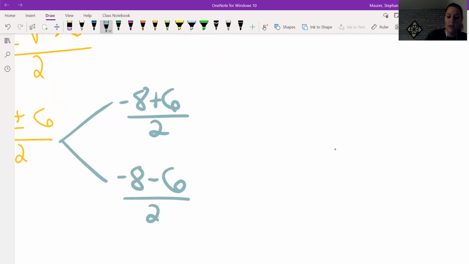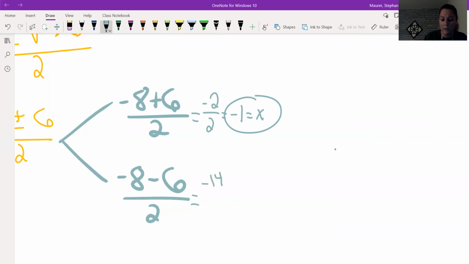And sure enough, let's simplify. So let's see, -8 plus 6 would give you a -2. Divided by 2 results in a -1. That's your first answer. There's x equals -1. What about our second answer? Let's do our second answer. -8 minus 6 results in a -14. Divided by 2 results in a -7. Oh my gosh. There's our second answer.